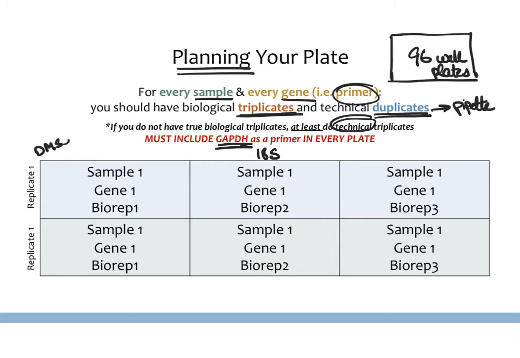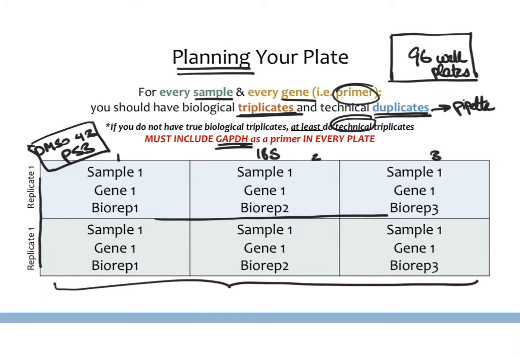So let's say it's a DMSO GBM43 sample, and I have a gene I'm interested in, P53. Then for this set, for every DMSO 43 that I want to look at P53 in, I need 3 biological replicates and 2 technical replicates. So I need 6 wells in total where I will be putting this sample in. And this will be the first replicate of that sample, the second, and the third. And then this row will be the exact same thing again because it's our technical duplicate.